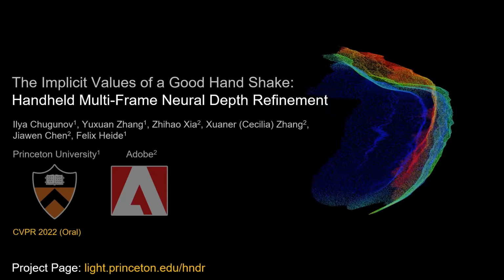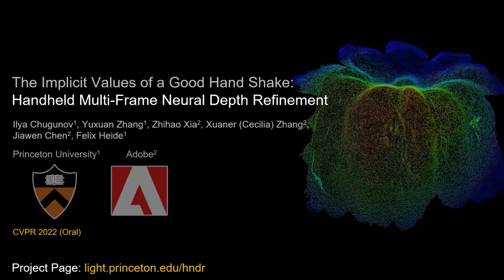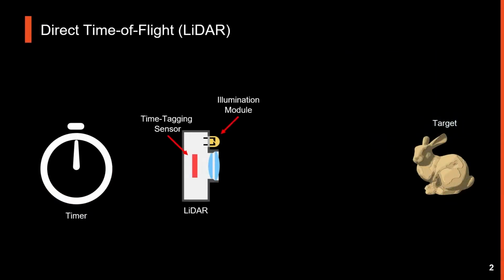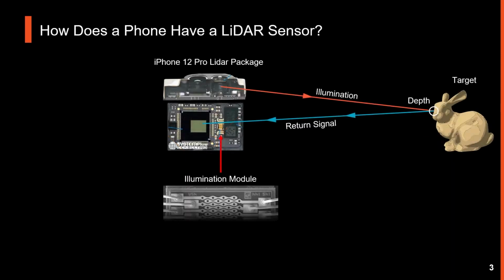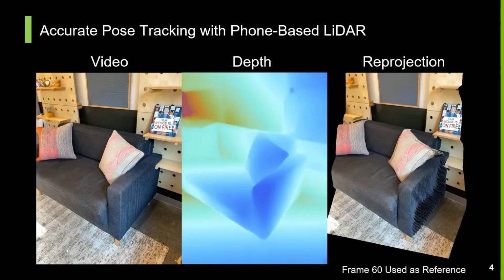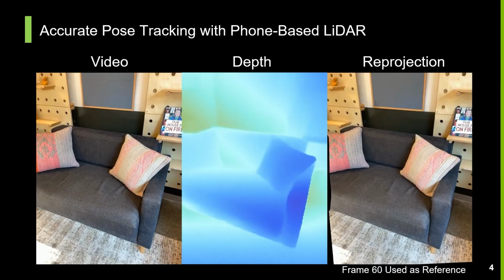In this work, we investigate how we can use a phone photographer's natural handshake to help reconstruct high-quality depth. Direct time-of-flight devices like LiDAR measure depth by the time it takes light to travel to and return from an object. Thanks to advances in sensor technology, structured light LiDAR devices have found their way into the modern smartphone. And with its help, these phones produce excellent indoor pose tracking results and visually consistent depth estimates.